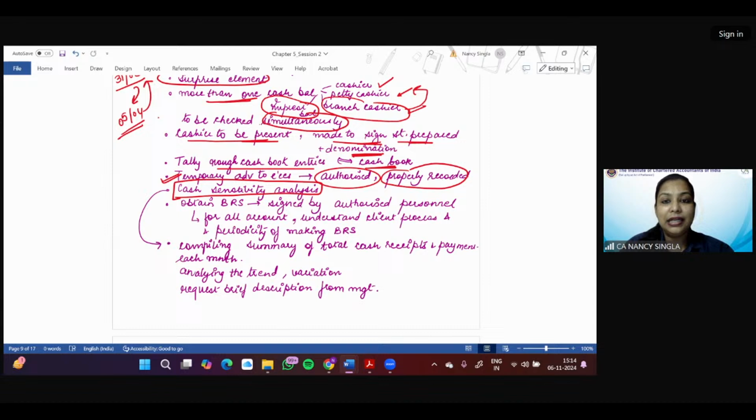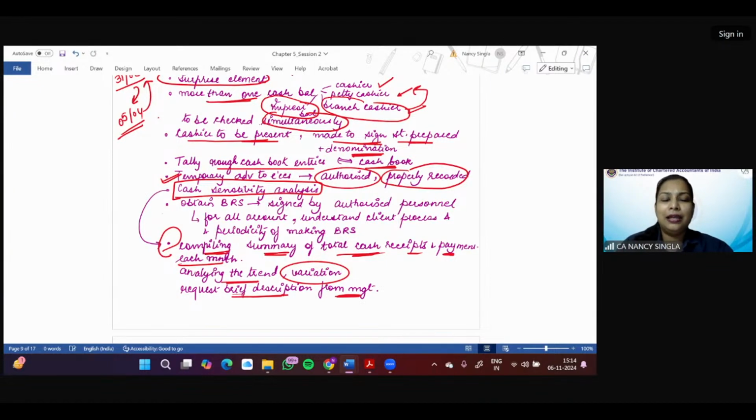So you may find this term very technical, but this is a very simple process. It is basically compiling a summary of total cash receipts and payments each month. So every month, the auditor will compile what the cash receipts were and what the payments were, and analyze the trend over the various months. In case of any variation, the auditor will ask the management to provide a brief description. As simple as that, right?